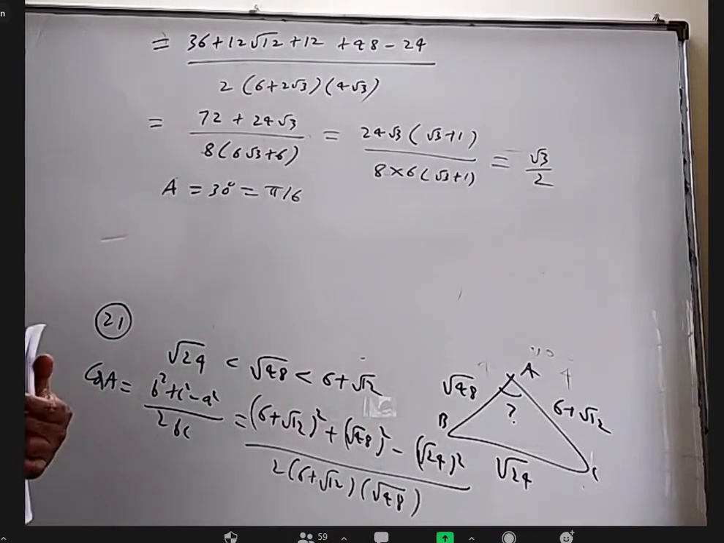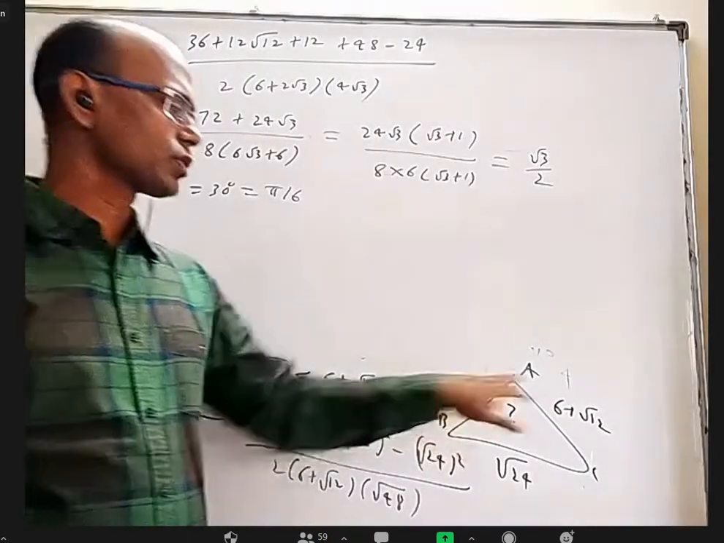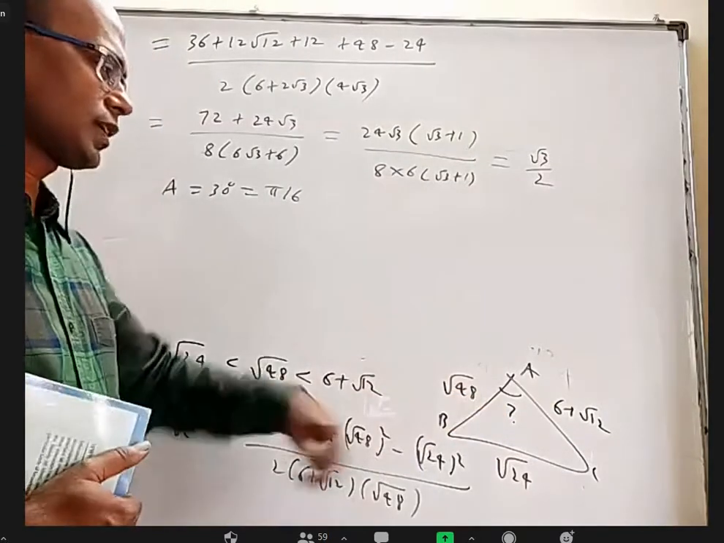I don't think the question was made with random numbers. They might have taken two sides and one angle as 30, found the third side, and then they gave the question.